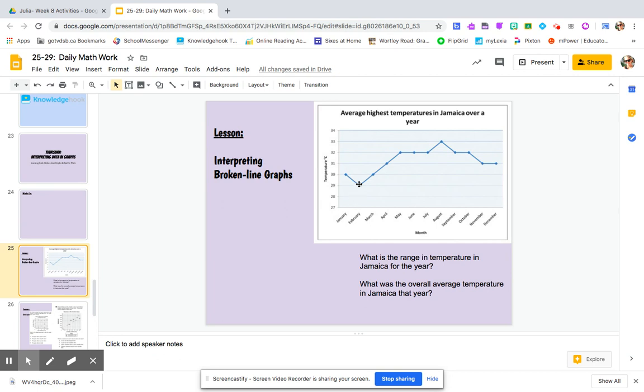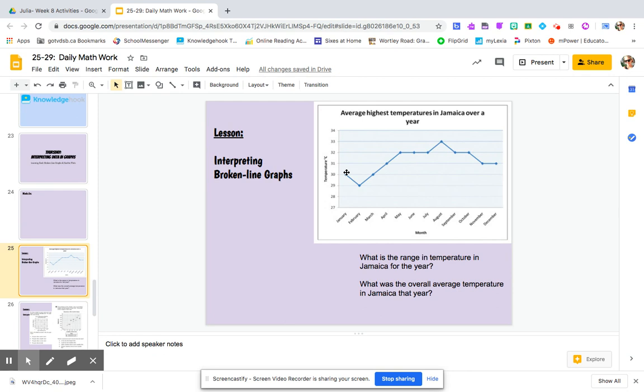Now you can see for each of the months, you'll see a dot or a little square on here to show the exact temperature. So you can see in January, the dot is at 30, and in February, the dot's down at 29. In March, it went back up to 30. Now the reason they're connected with lines is because we can make the relationship more obvious by looking at the line.